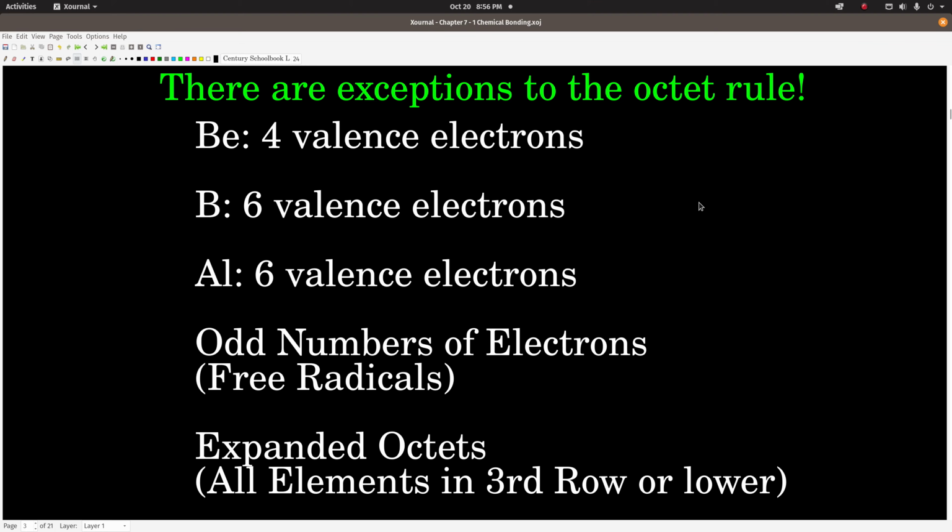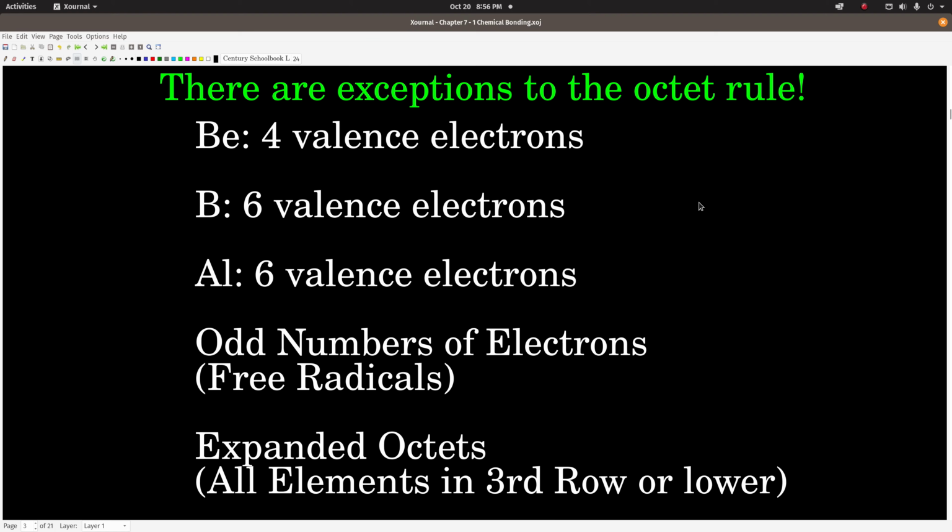Also, if there is an odd number of electrons in the molecule, so if you add up all the valence electrons and you get an odd number, then that's what we call a free radical. That means there's going to be one of those electrons that's not paired up in an orbital. Those are pretty reactive compounds, but they do exist, and because there's an odd number of electrons, there's going to be some atom in there that does not have the octet rule satisfied.